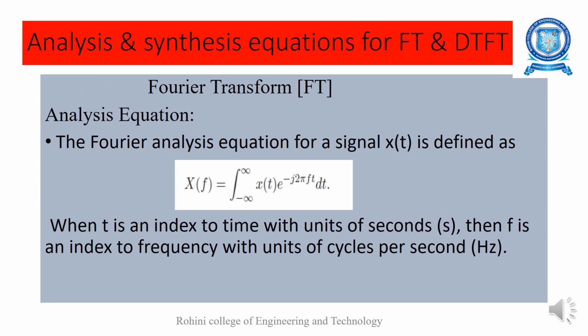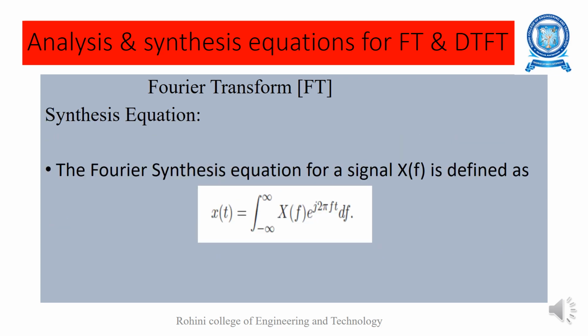Next we can see what is meant by the Fourier transform analysis equation. The Fourier transform analysis equation for the signal x of t is defined as X of f. By using the equation we can represent the signal x of t by using the Fourier analysis, where t is the time index with units of seconds, and f is an index to frequency with units of cycles per second.